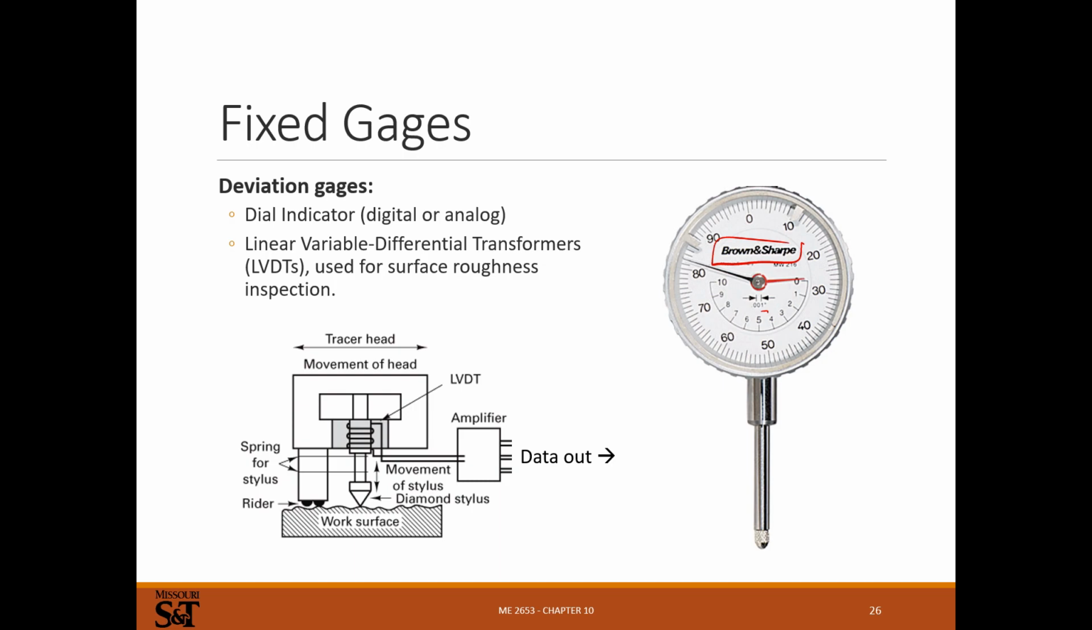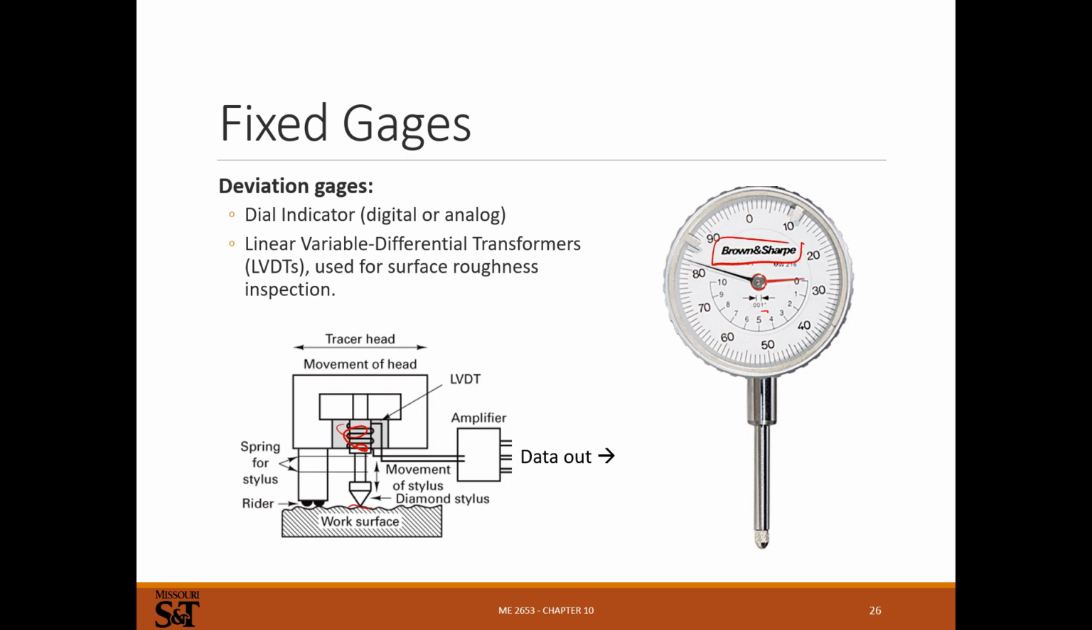LVDT, I've never seen one of these things before, but this is for measuring precise translations. We use a rotary variable differential transformer for measuring angular position in electric motors. It's a pretty common way, a resolver, for measuring angular position. Same kind of concept. We've got two windings, one moving winding and one fixed winding, and we can measure how much something moves by the current induced in the windings.